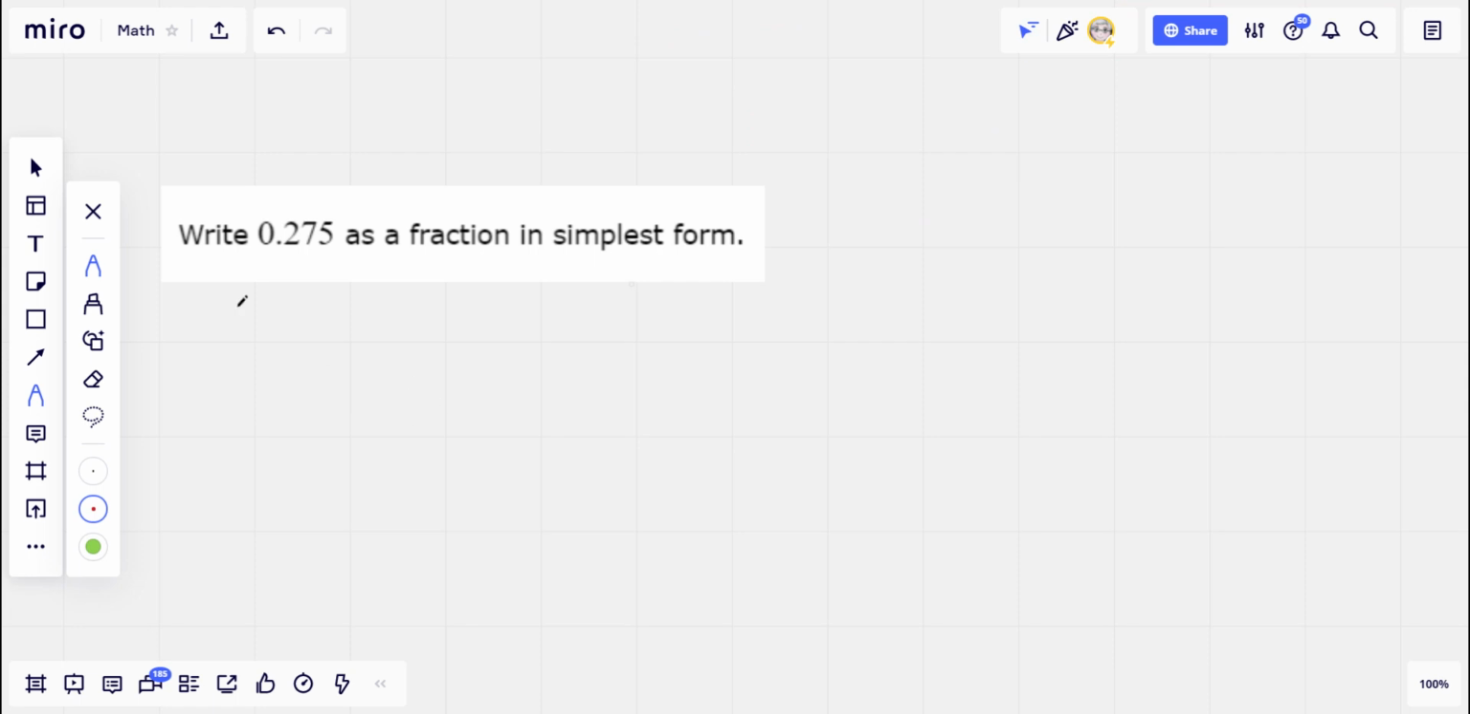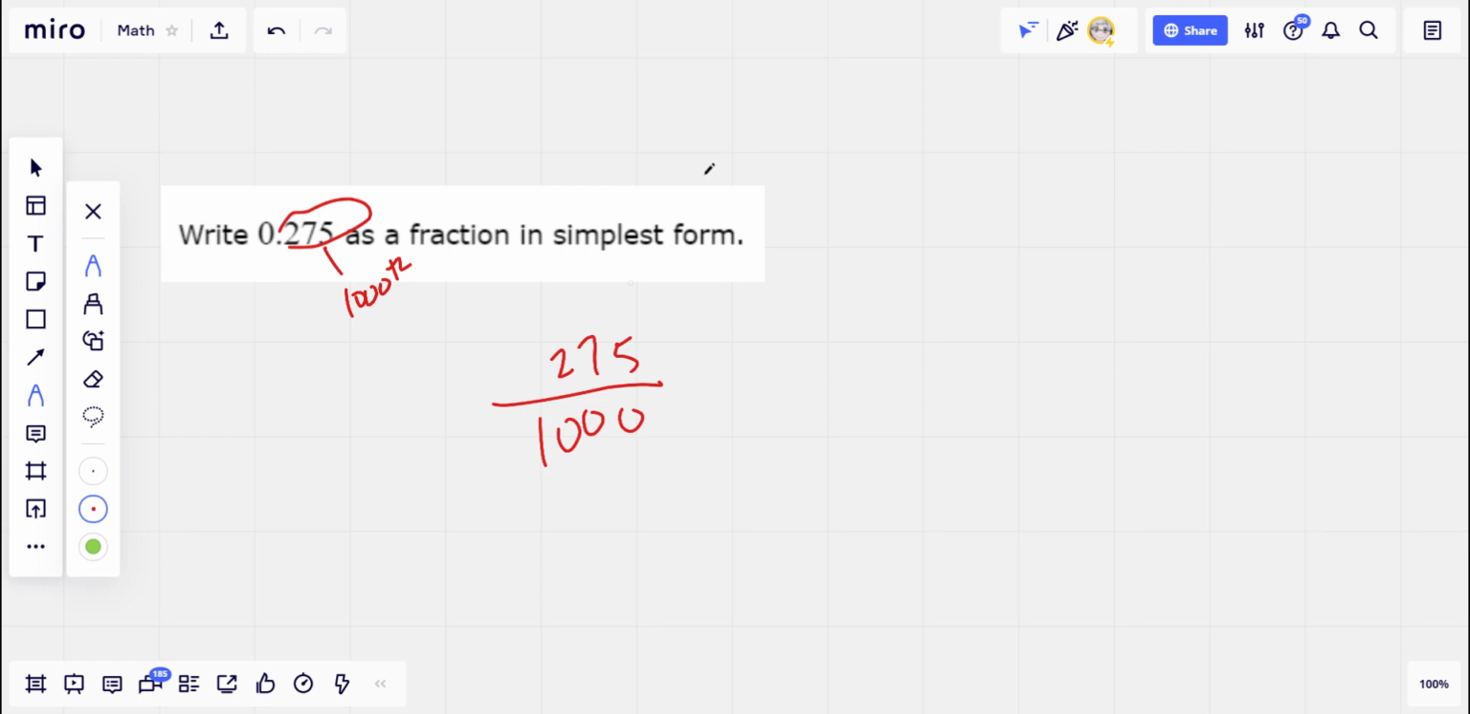So here we have 0.275. Again, our place value here is thousandths, so we're going to write something over 1,000. And in this case, we've got 275, so 275 1,000ths. Now, it looks to me like these are both divisible by 5 because this one ends in 5 and this one ends in 0. But I'm thinking maybe they're both divisible by 25 because 75 would be divisible by 25.